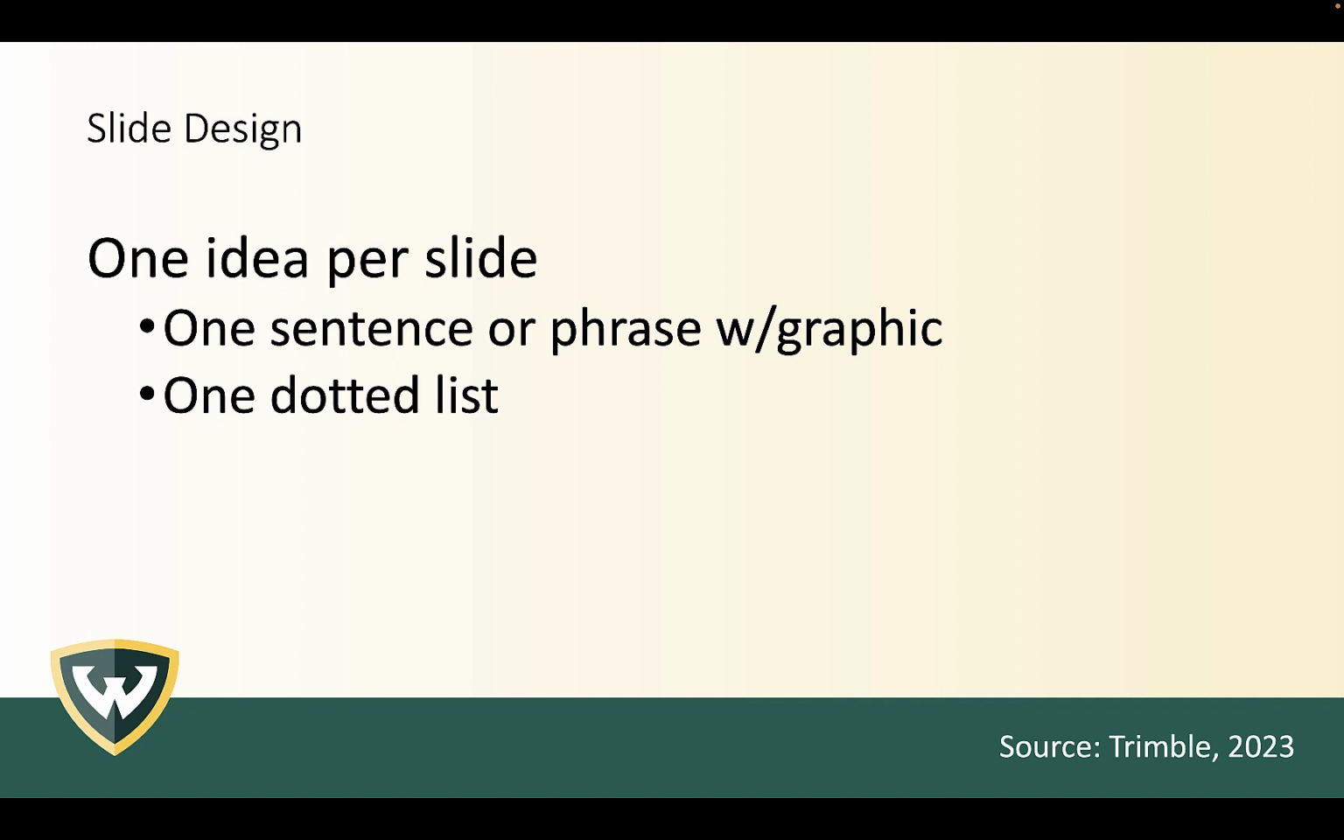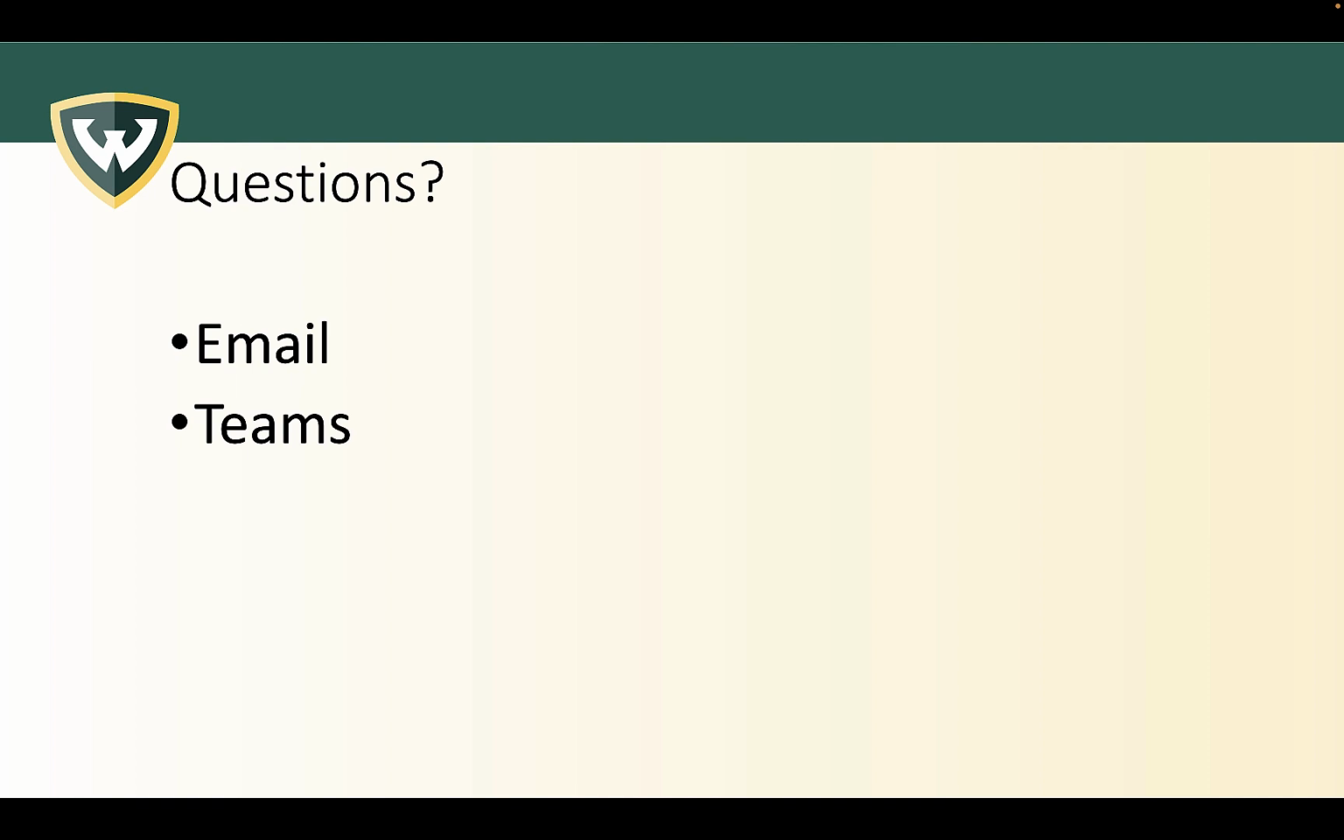So let's stick to that guideline of having one idea per slide. So what does that mean? That means like one sentence or phrase, maybe with a graphic if you need one, or maybe one dotted list with a stem and a dotted list. If you've got several items in that dotted list, consider using the appear animation so that you can again add some movement to that slide. But let's try and stick with that one idea per slide. And if you're going to put a sentence on a slide, let's keep that sentence short. Okay? So there's my recommendations.